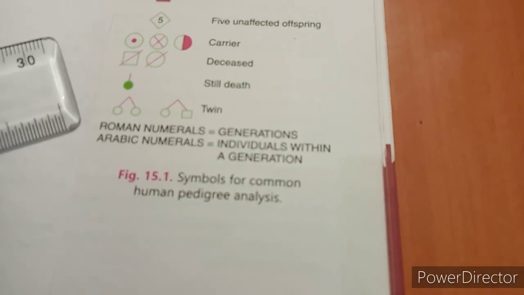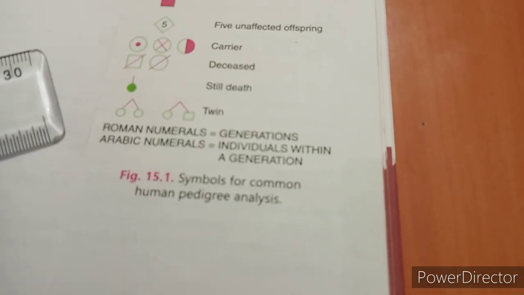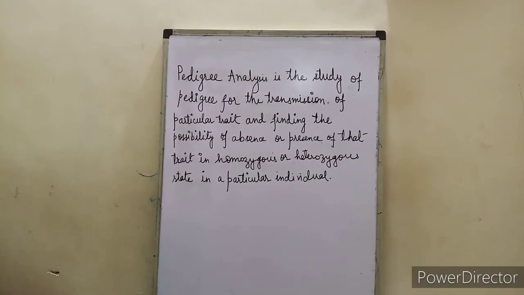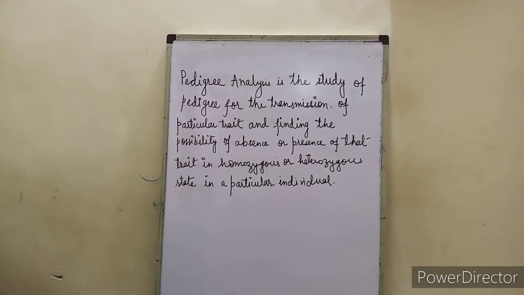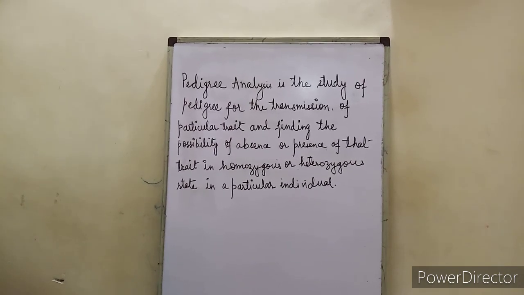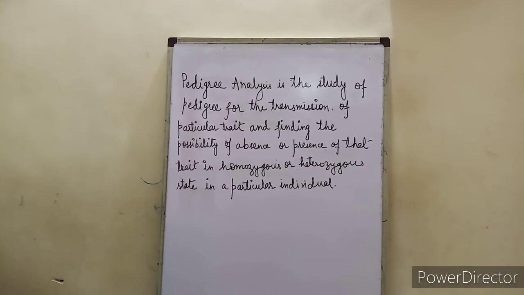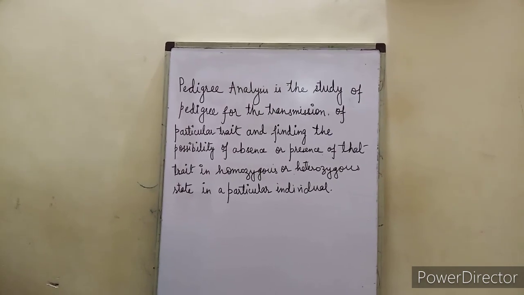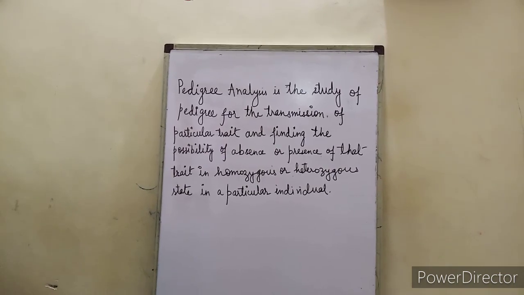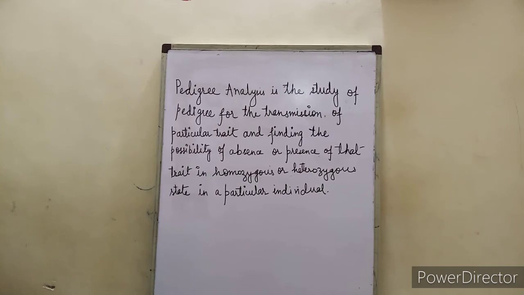The Roman numerals indicate the generations, and the Arabic numerals indicate the individuals within a generation. We have seen the symbols which are used in the pedigree. Now, why do we need this pedigree? There are certain diseases which run in the family, and to keep their records, it becomes very easy for us to use the symbols, and keeping a record of a particular family becomes easy.